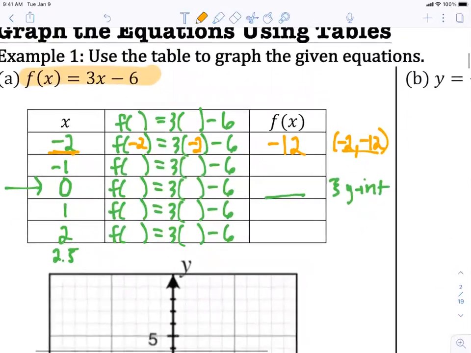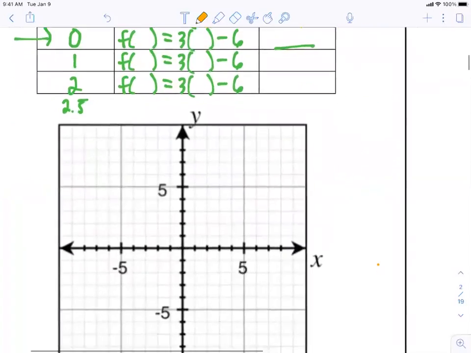I'm going to take my next point. I'm going to plug in -1 because I want to see what happens when x is -1. What does y end up being? Well, 3 times -1 ends up being -3. Minus 6 ends up being -9. And you just found your next point. -1, -9 is the next point that we're going to go ahead and graph. And let's go do it.